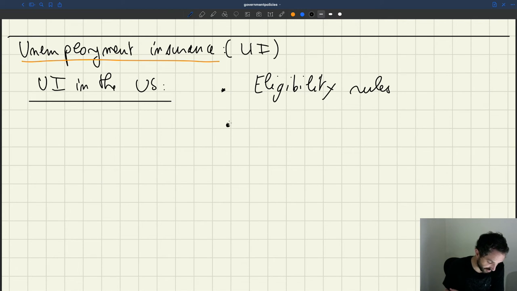Secondly, once you're unemployed, you receive some benefits every month. And so there's a question of what is the level of benefit that you're going to receive. The level of benefit is usually captured by what we call the replacement rate.